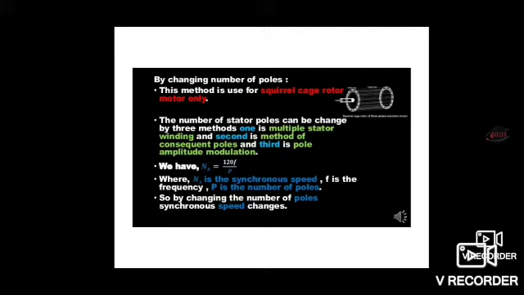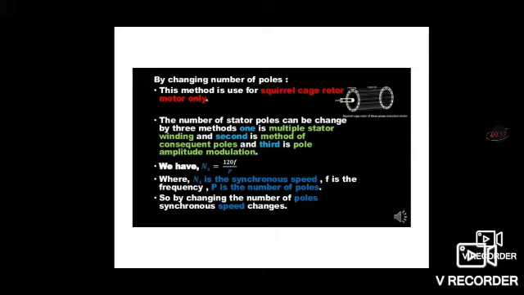This method is used for squirrel cage rotor induction motor only. The number of stator poles can be changed. The number of stator poles can be changed by three methods. One is multiple stator winding, second is method of consequent poles, and third is pole amplitude modulation.